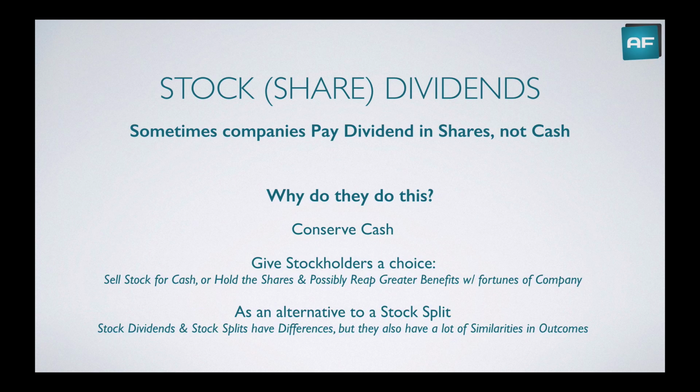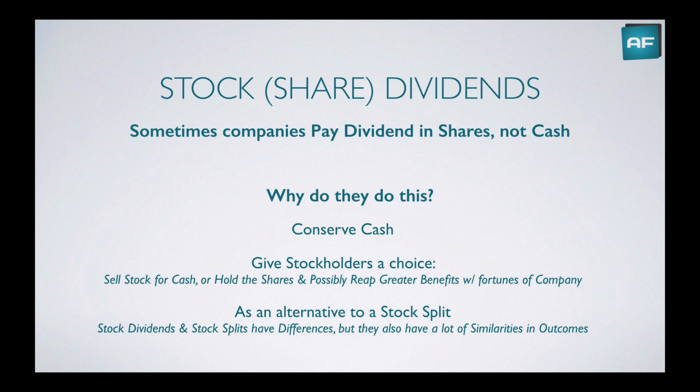That is because sometimes the company needs to conserve cash. So rather than paying like $10 million in dividends, it might just be easy to issue more shares and conserve that cash. There's also the added benefit. It gives the stockholders a choice. Now, if the stockholders want the cash, then just collect their new shares and sell the stock for the cash. There you go, they've got their cash dividend. But they also have the choice of being able to hold on to the shares that they've just been issued as a stock dividend and possibly reap greater benefits through the fortunes of the company than getting cash in hand.